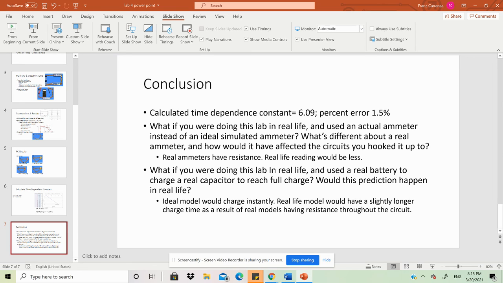The actual charge time for the capacitor would be slightly longer than what was calculated in the simulated lab. This is a result of the real models having resistance within the circuit, which slows down the current and causes the capacitors to take longer to charge.